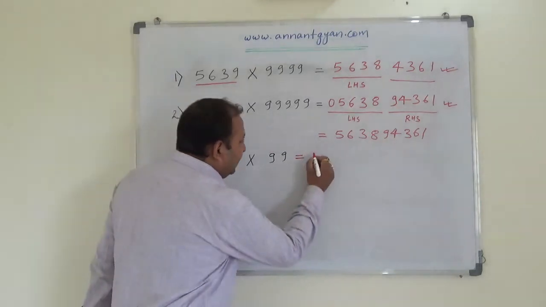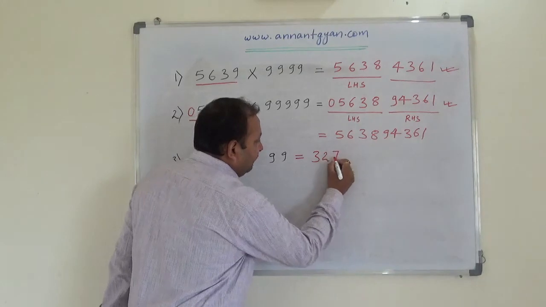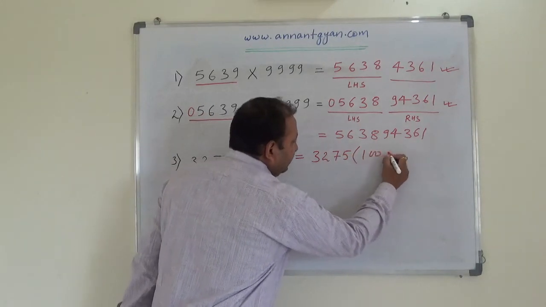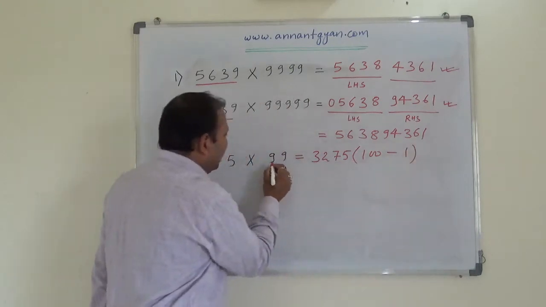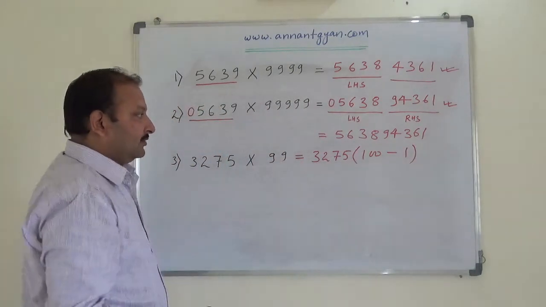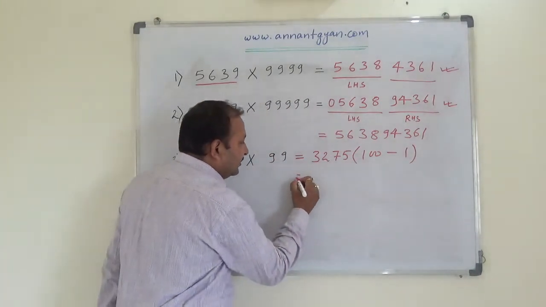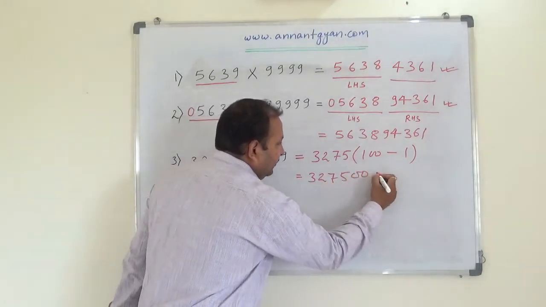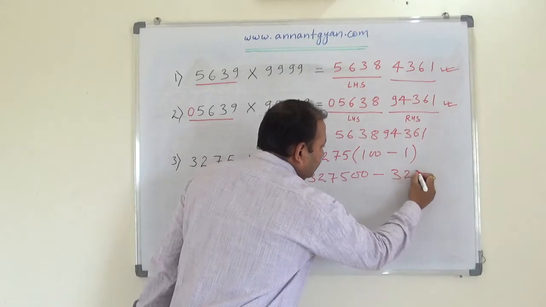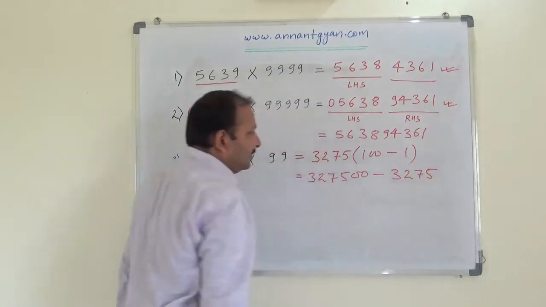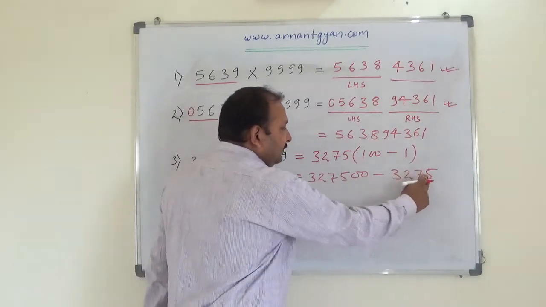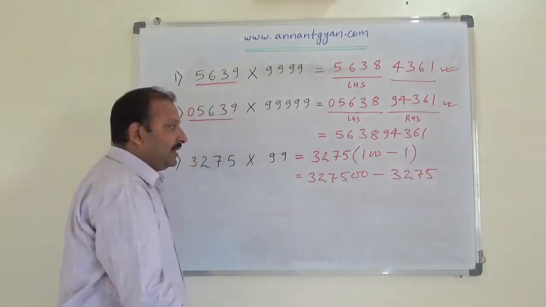So this is 3275 into 100 minus 1. Actually 99 is equal to 100 minus 1. So it becomes 327500 minus 3275. So we shall subtract this 3275 from this number and we shall get the answer.